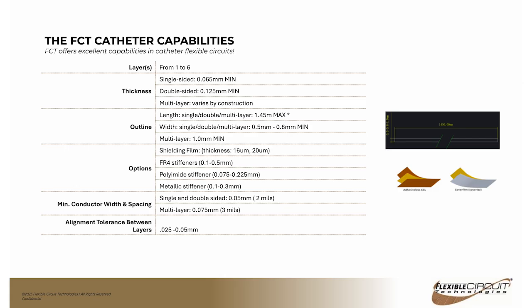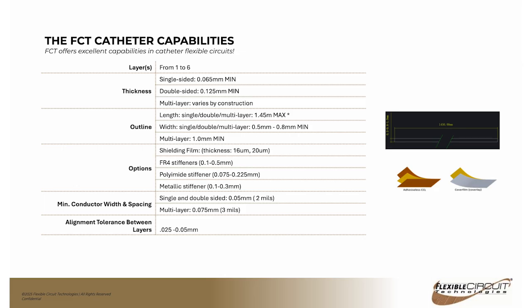Tatsuta is a very common one. FR4 stiffeners to rigidize certain areas in varying thicknesses, polyimide stiffeners to add thickness in certain areas or drive bends to a certain location. Metallic stiffeners, whether they're aluminum or stainless steel, can be bonded on either with a pressure-sensitive adhesive or a thermally set adhesive.